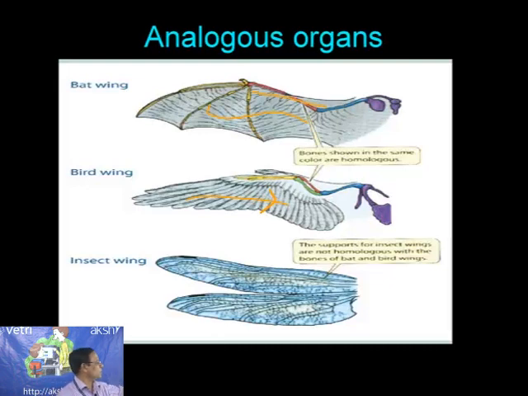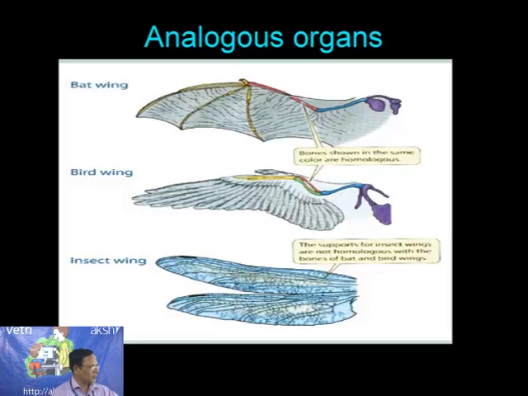Now we are comparing the bat wing and the bird wing with what is called the insect wing. See, the insect wing is very transparent, you know that. Its wing is supported by many nervures, thick structures which support the wings of an insect. I mentioned already the wings are nothing but the expansion of the cuticle.